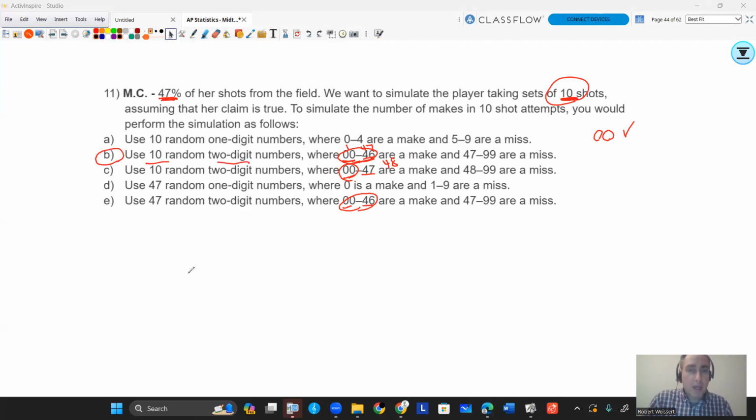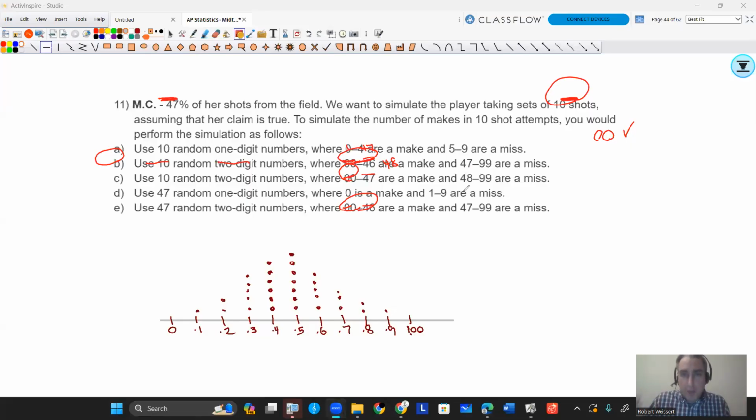It would look something like this. So what this simulation would look like is you would have a bunch of different rounds of choosing 10, and you're either going to hit all 10, which is very unlikely. If the simulation is done correctly, it should be centered somewhere between 40% and 50% because we're trying to simulate that 47%. So that's kind of where we're going with that. That's what a simulation looks like.